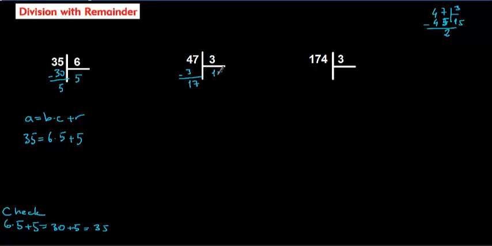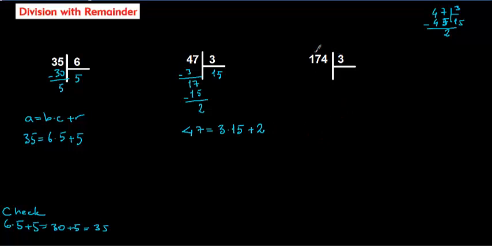In 17, I know that 5 times 3 is equal to 15, and the result 17 minus 15 is going to be equal to 2, and as you remember from here, the remainder is equal to 2 again. And if I write this one in the division algorithm, 47 is equal to 3 times 15 plus 2, and this is the division algorithm for it.